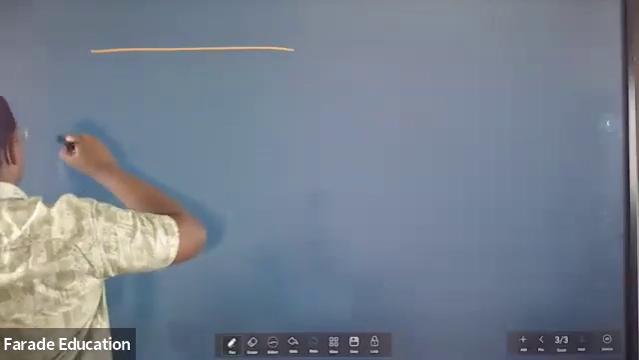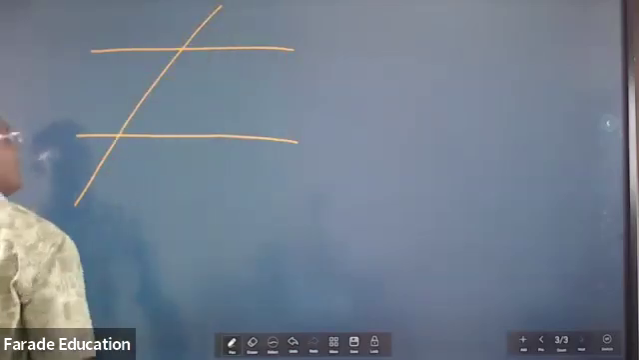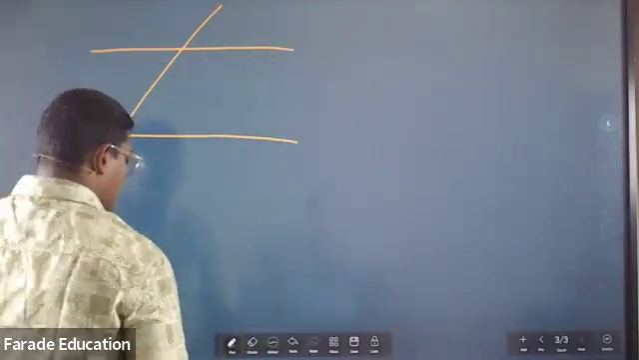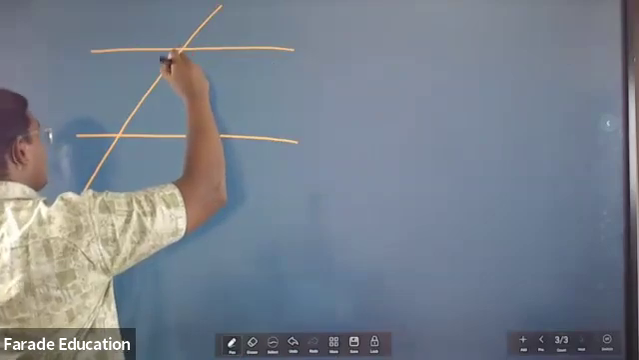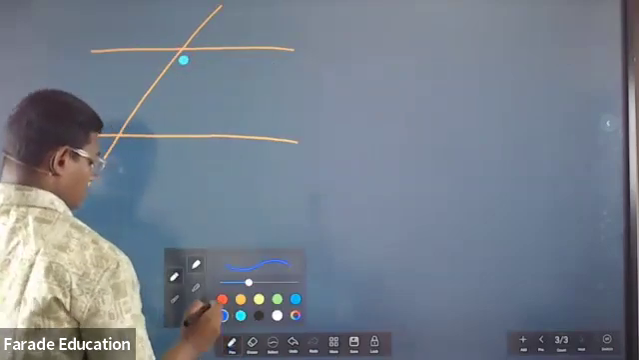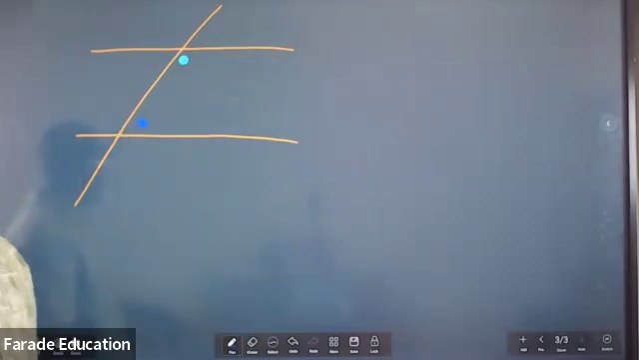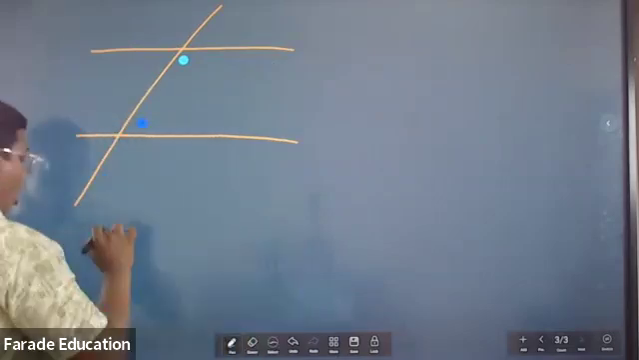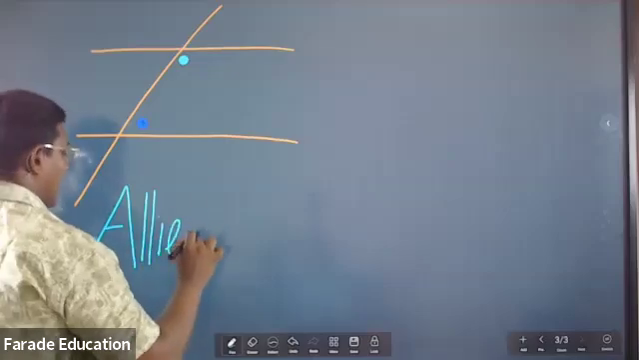The third one. We have two lines. A third line passes through the two lines. We call it a transversal. Here, this angle and this angle, both are known as what? Alternate angles. Sorry, my bad. Allied angles.